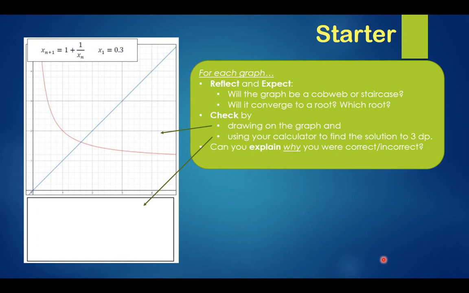Once you've got your answers, you can decide why you were right or wrong. Why is it a cobweb? Why is it a staircase? Why does it go to that root? And finally, use the correct terminology to describe the convergence or divergence.